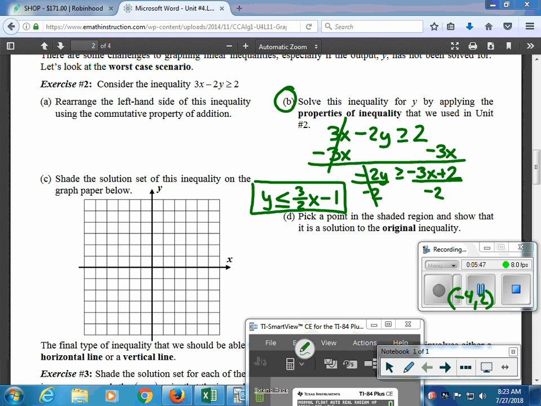And when you do the shading and the type of line, you base it on the y equals version, which we just have here. So I know because it's less than or equal, it'll be a solid line, and I'll shade below. So you can graph that on this, and after you do that, you can answer parts. Well, C is the shading part, so they want you to shade it. And then you can answer part D as well, and then let me check it.